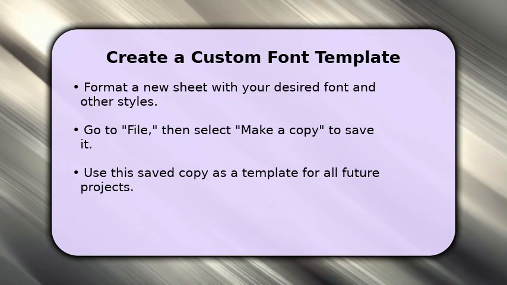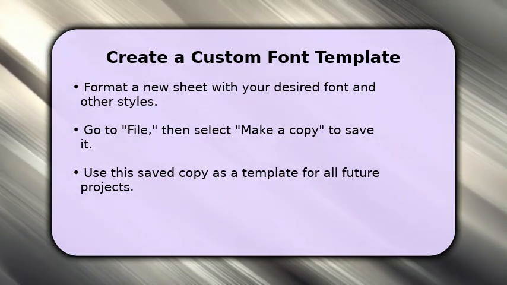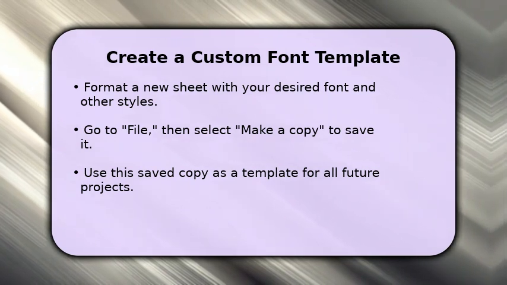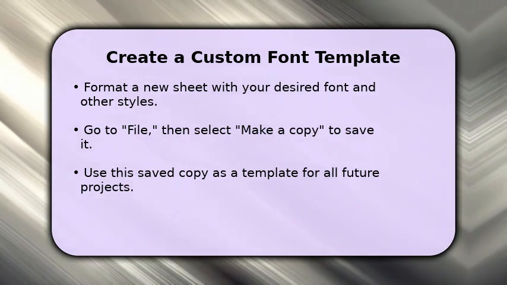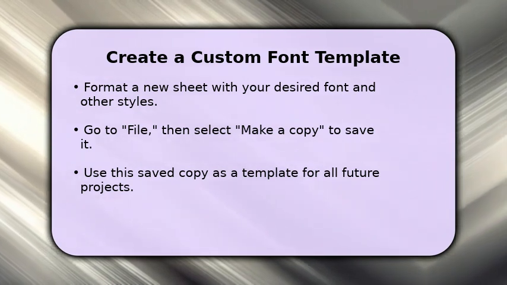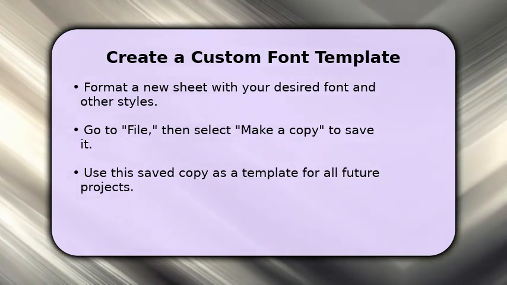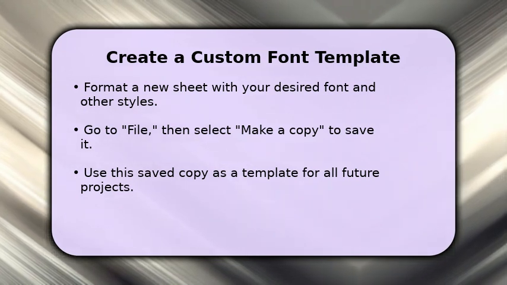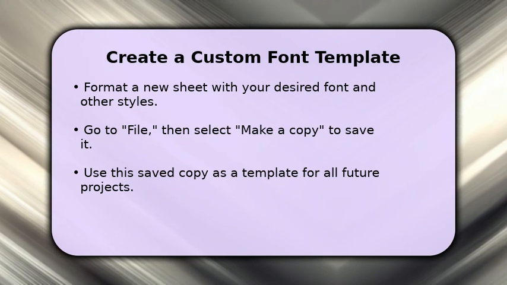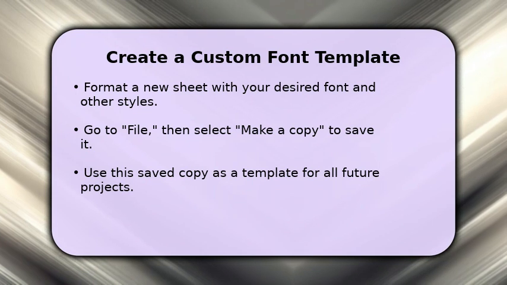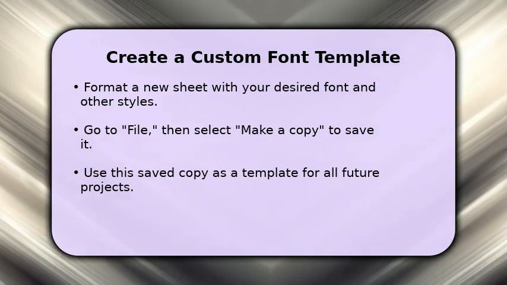If you frequently use a specific font and formatting, creating a custom template can save you a lot of time. Start by opening a new Google Sheet and applying your desired font, size, and any other styles to the entire sheet. Once it looks perfect, go to the File menu, then select Make a Copy to save this formatted sheet. Give it a descriptive name like My Custom Font Template. Now, whenever you need a new sheet with your preferred font, simply open this template and make a copy.